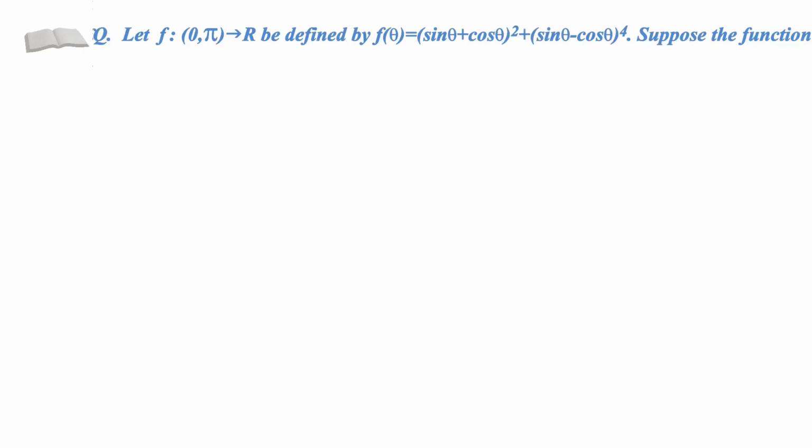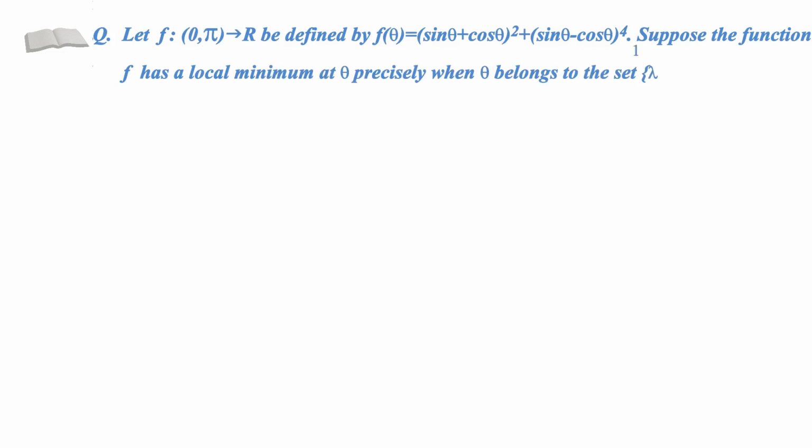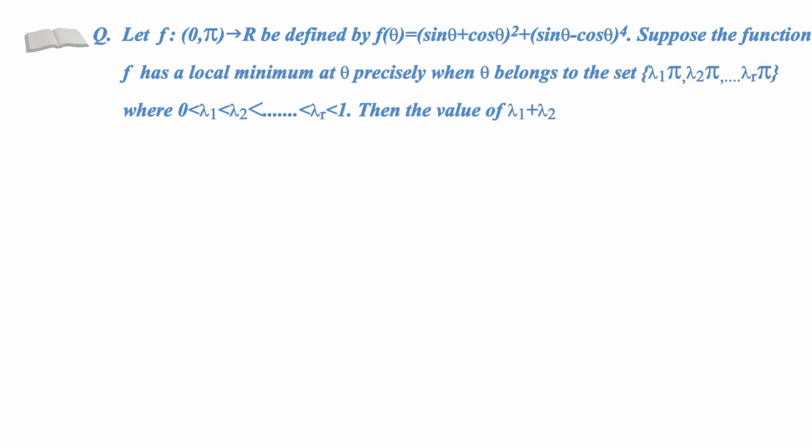Let the function f from the interval 0, pi to R be defined by f of theta equals (sin theta plus cos theta) squared plus (sin theta minus cos theta) to the power 4. Suppose the function f has a local minimum at theta precisely when theta belongs to the set {lambda 1 pi, lambda 2 pi, ..., lambda r pi}, where 0 is less than lambda 1 less than lambda 2 less than ... less than lambda r less than 1. Then the value of lambda 1 plus lambda 2 plus lambda 3 up to lambda r is.